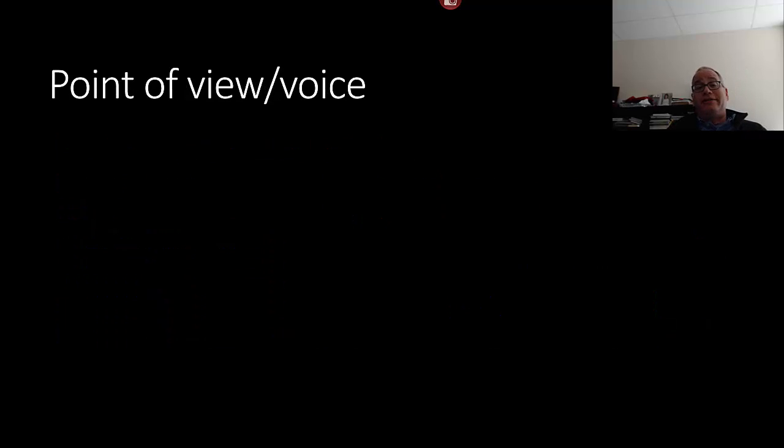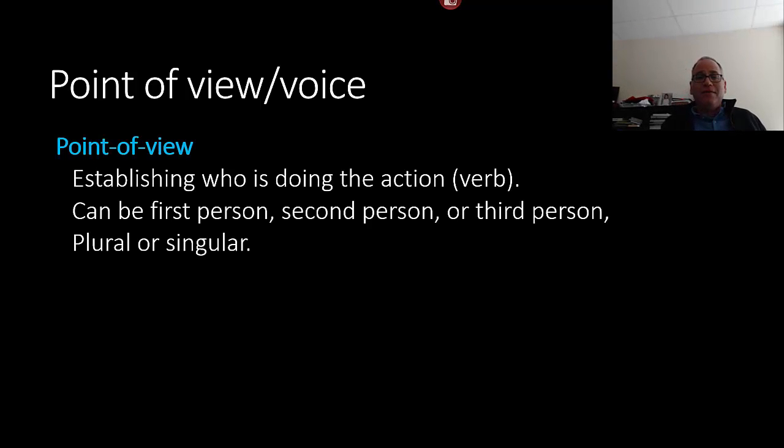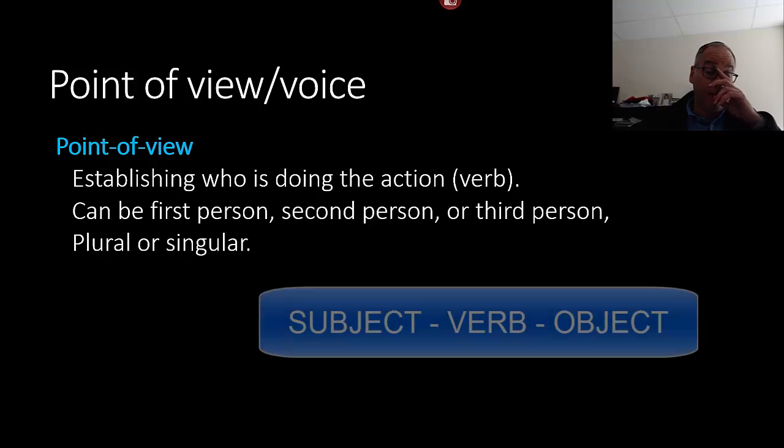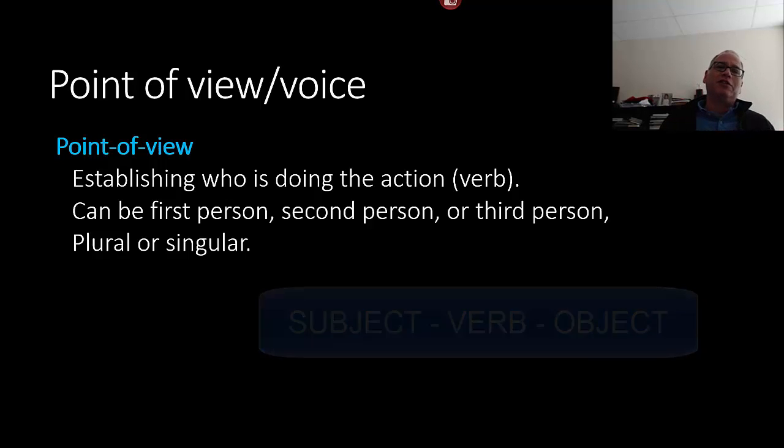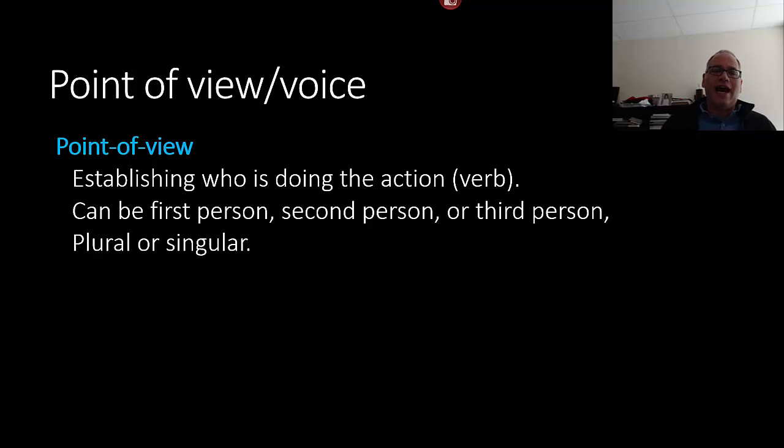Point of view and voice. This is a source of much confusion among students. Point of view establishes who's doing the action, being the verb. It goes back to what we said before. Subject, verb, object. Who is the subject of your sentence? Who is doing the action? Sometimes you don't want to say who's doing the action, but most of the time you should say who's actually performing the verb.